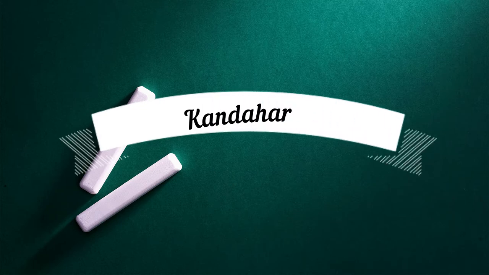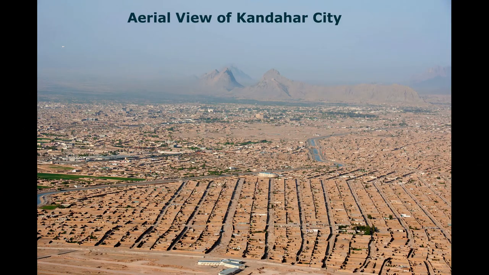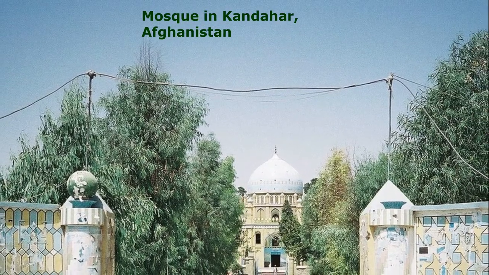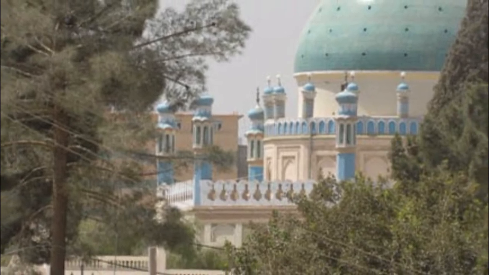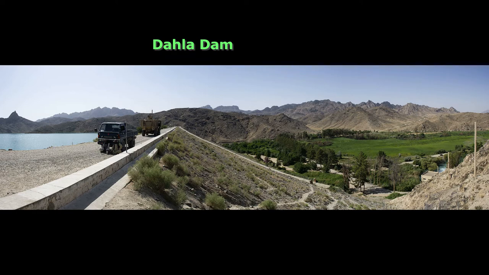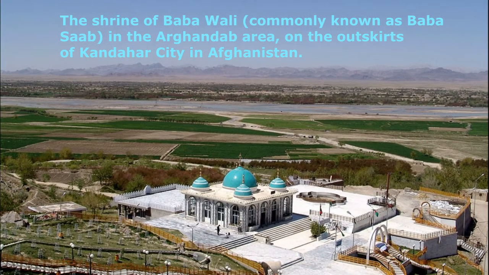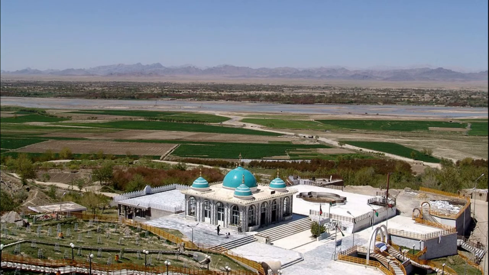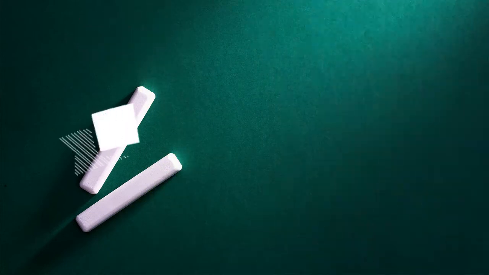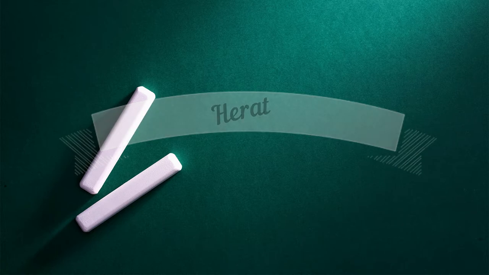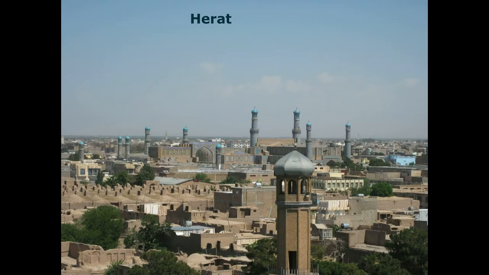Kandahar is a city in Afghanistan, located in the south of the country on the Arghandab River, at an elevation of 3,310 feet. Herat is a city of Afghanistan. It serves as the capital of Herat province, situated in the fertile valley of the Hari River in the western part of the country.